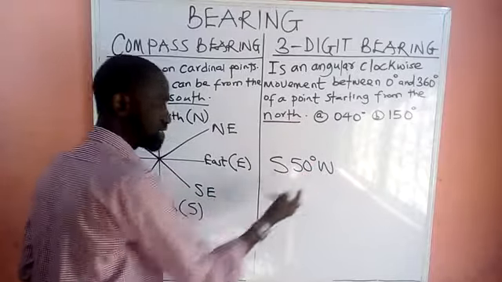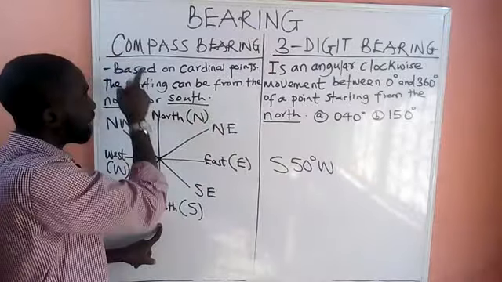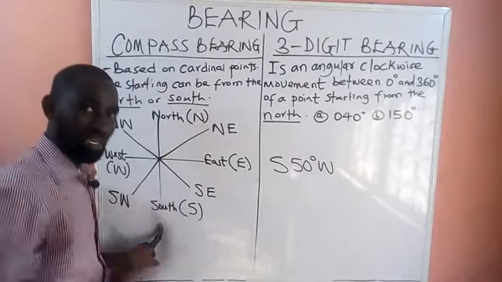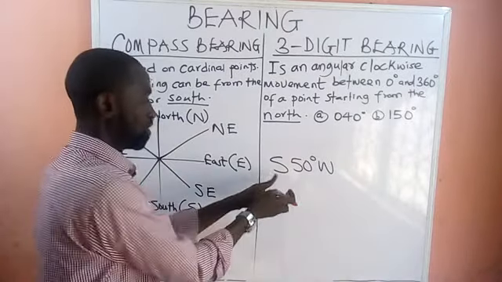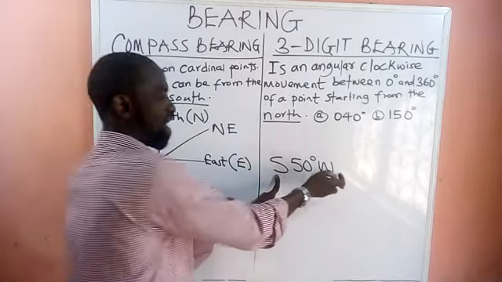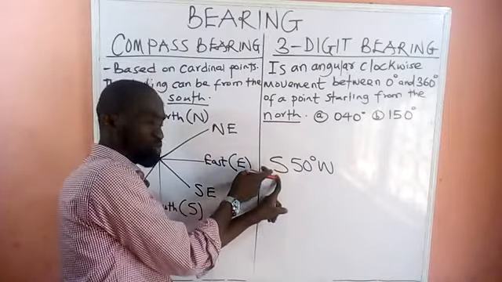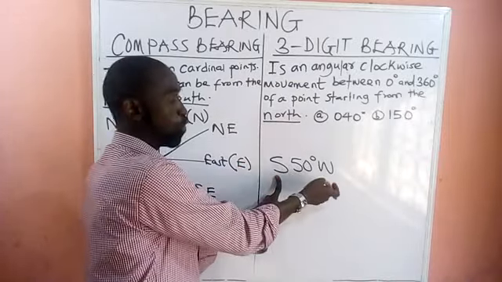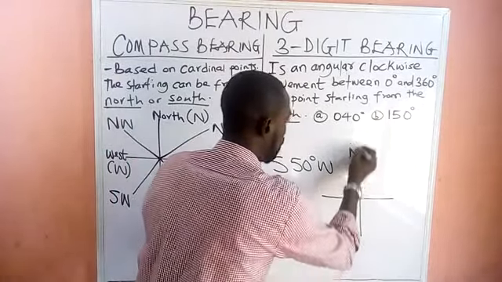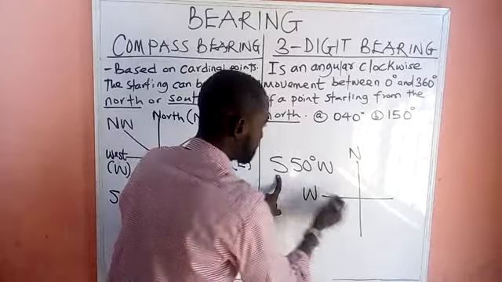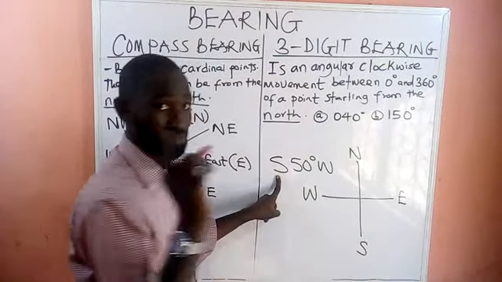Like we said, anytime we are dealing with bearing under compass bearing, it is just analysis under the four cardinal points. We have south as a point, we have west as a point. We're now moving 50 degrees, coming from the south, moving towards the west. So I will have something like this. Are you with me, class? This is north, this is west, this is east, and this is south. How many degrees? Take note.